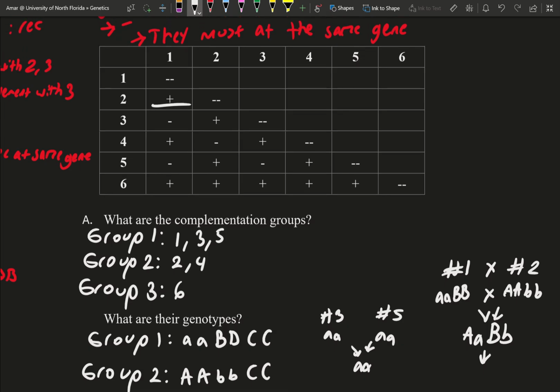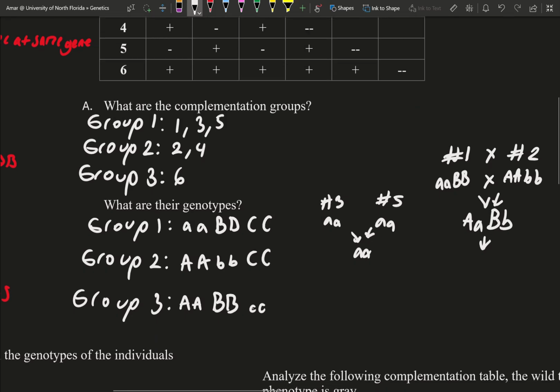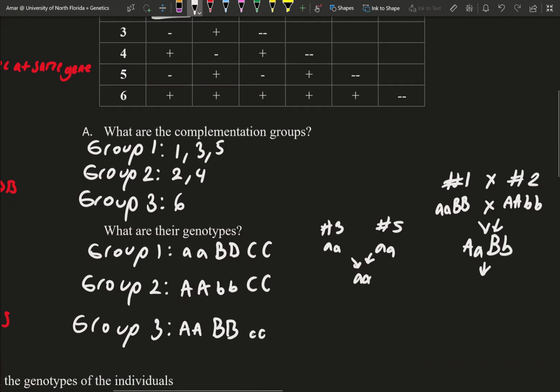Okay, and you can do that exercise, so on and so forth. Same thing if you want to cross number 1 with number 3.